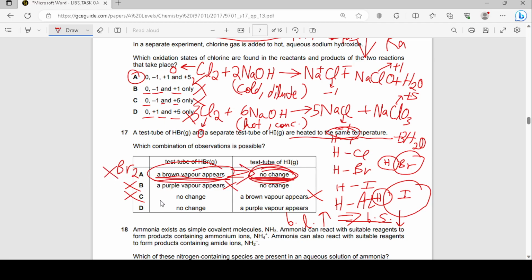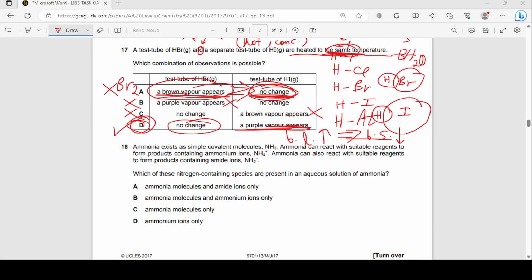Whereas if you look at option D, they're saying that HBr had no change, but for HI, a purple vapor appeared, which is plausible. Out of all the options, this is the most plausible one. HI decomposed, but HBr, because it's a stronger bond compared to HI, did not decompose that easily at the temperature that they've heated both the test tubes to. So I would say that D is the answer. Hope that makes sense. Okay, next question.